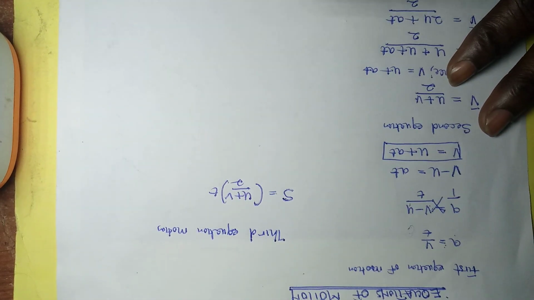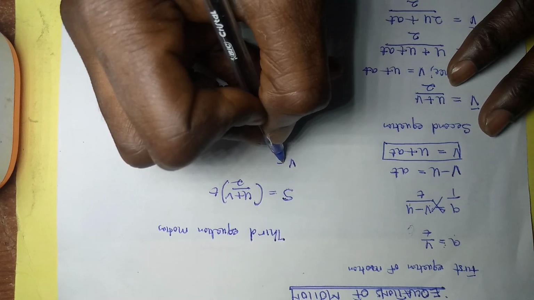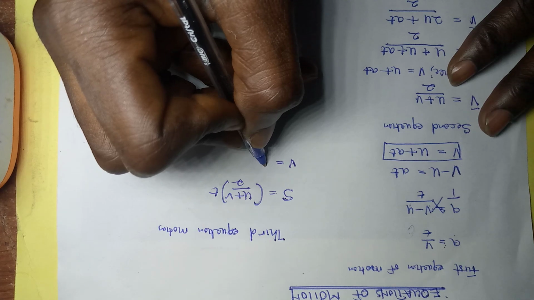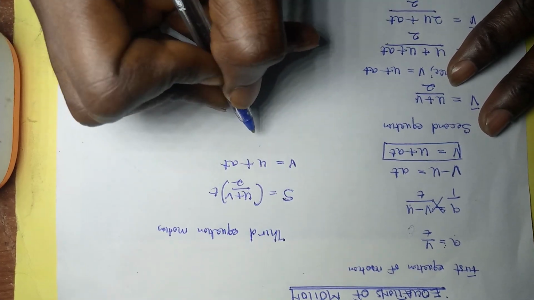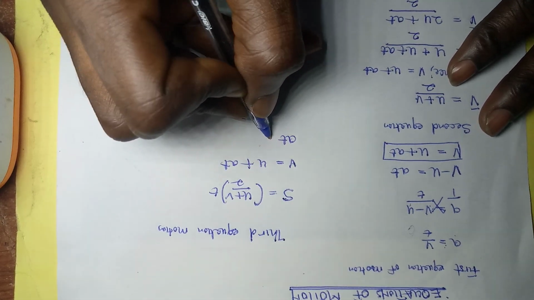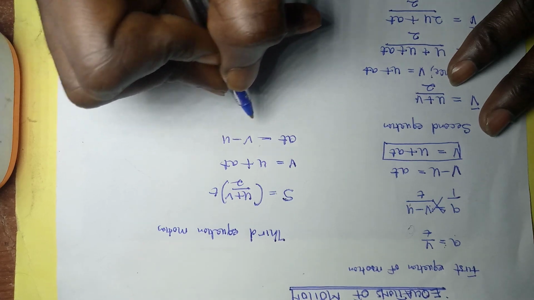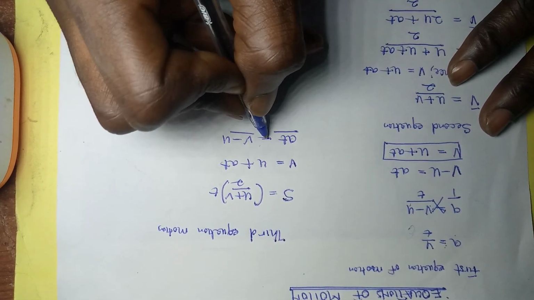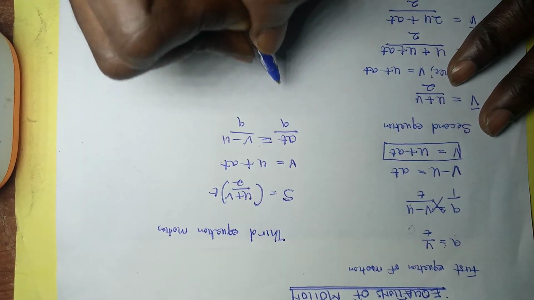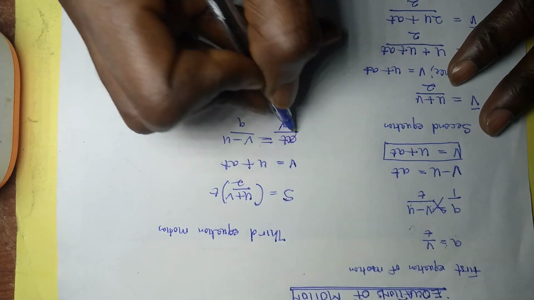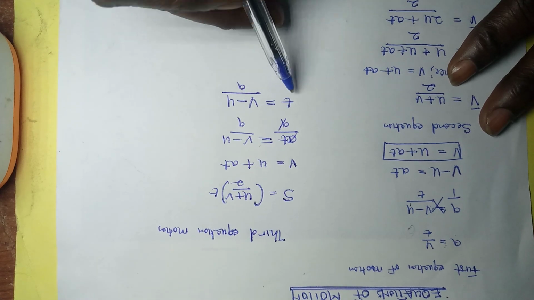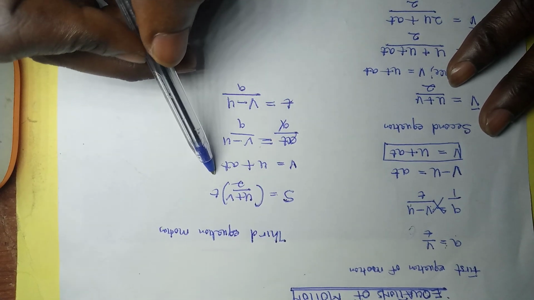So from the equation of motion, you remember that our V equal to what? Our V equal to U plus AT. So by making T the subject of the formula from this equation, we can say AT to be equal to V minus U, right? So let's now make the T the subject of the formula. So we are going to have divided by A, divide both sides by A. This one will cancel out. So we are going to have T to be equal to V minus U divided by A. So T equal to V minus U over A, we are going to put it here.